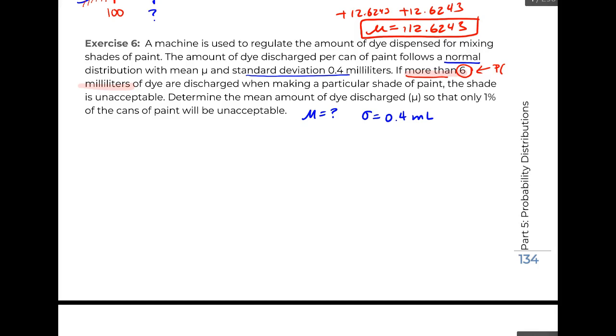So if we really want to think of this, something about probability of x greater than 6, or we can already start thinking about our drawing maybe, going, okay, I don't know what the mean is, but I do know more than 6 is unacceptable. But right now, I don't know what that percent is. And then it says determine the mean amount. So we want to find the mean, okay, so that only 1% will be unacceptable. So now they're telling us, okay, more than 6, that's the unacceptable.